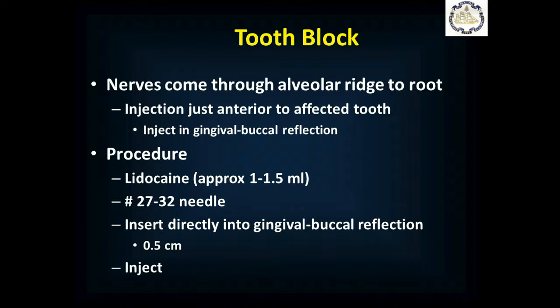So you're going to need lidocaine, about 1 to 1.5 milliliters, and a number 27 to 32, so very small needle. You insert it directly into that reflection, about half a centimeter or so, not that far in, and you inject. And you're using such a small needle that even if you tried to pull back on it to aspirate to make sure you're not in a blood vessel, you wouldn't get any blood back. So don't worry about that. Just inject that 1 to 1.5 ml of lidocaine. That turns off the nerve and makes the tooth feel much better.